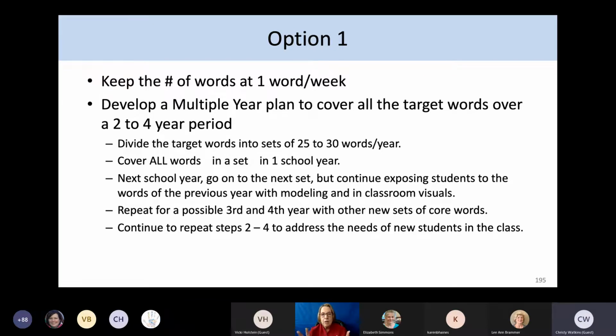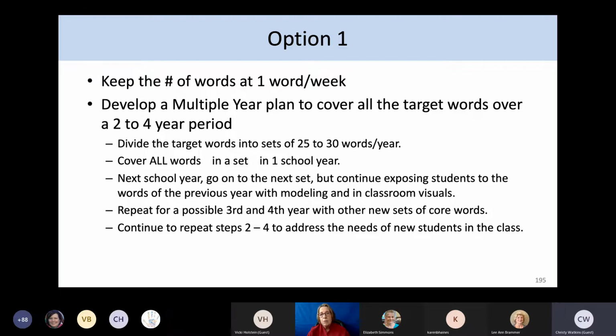We know all these variables come into play there, where in a school year, 25 words is probably what you're going to get through. But their plan is to cover all of those 25 words, that's set in 1 school year. And then the next school year, they're going to go on to the next set of 25 words and continue exposing students to the words of the previous year with all the modeling and all your classroom visuals. And then as necessary, you just keep repeating. Maybe you didn't get through them all.